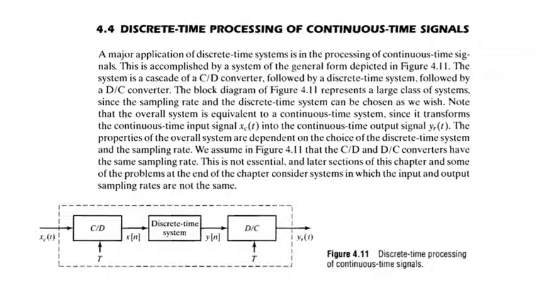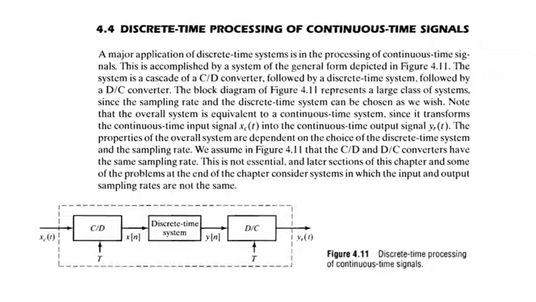For example, you have a continuous time signal and you want to low pass filter that continuous time signal. What you have to do is select the appropriate sampling time in C to D, and use the appropriate discrete time system. In the case of low pass filtering, we need the discrete time system to be a low pass filter. If you want high pass filtering, we need a high pass filter in place of the discrete time system.